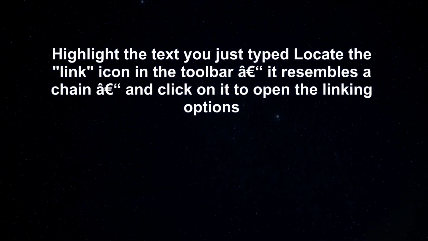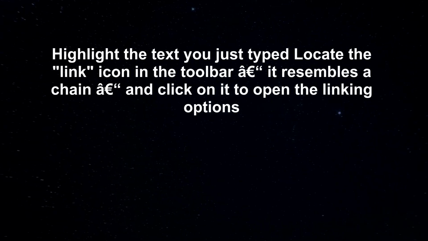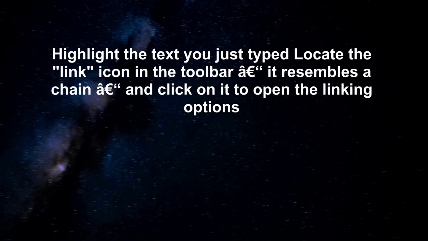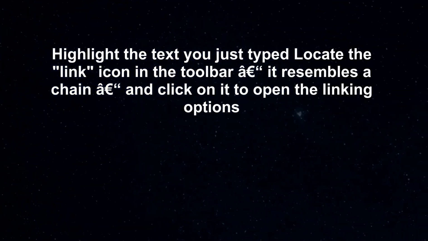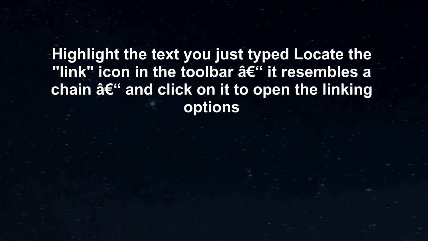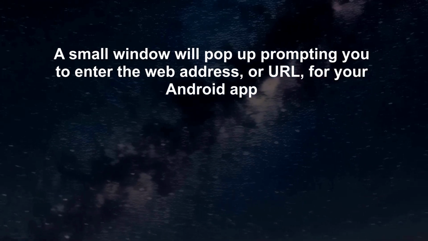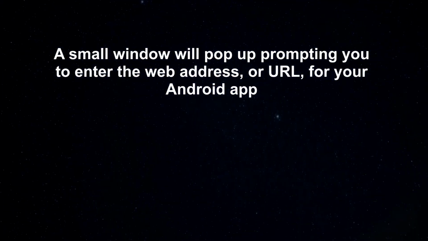Highlight the text you just typed. Locate the link icon in the toolbar. It resembles a chain. Click on it to open the linking options. A small window will pop up prompting you to enter the web address or URL for your Android app.